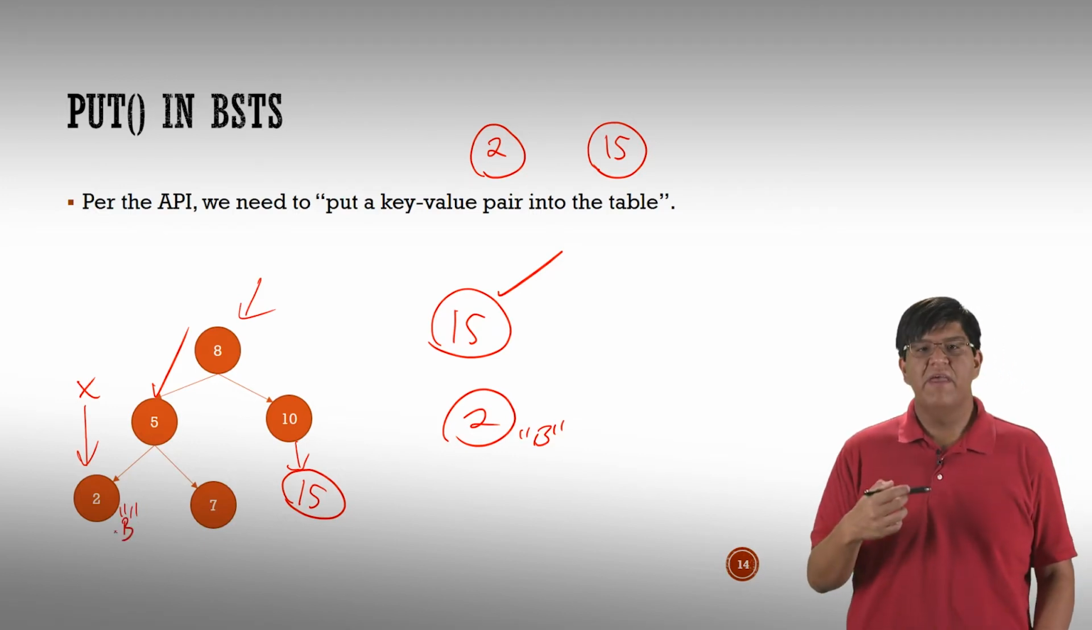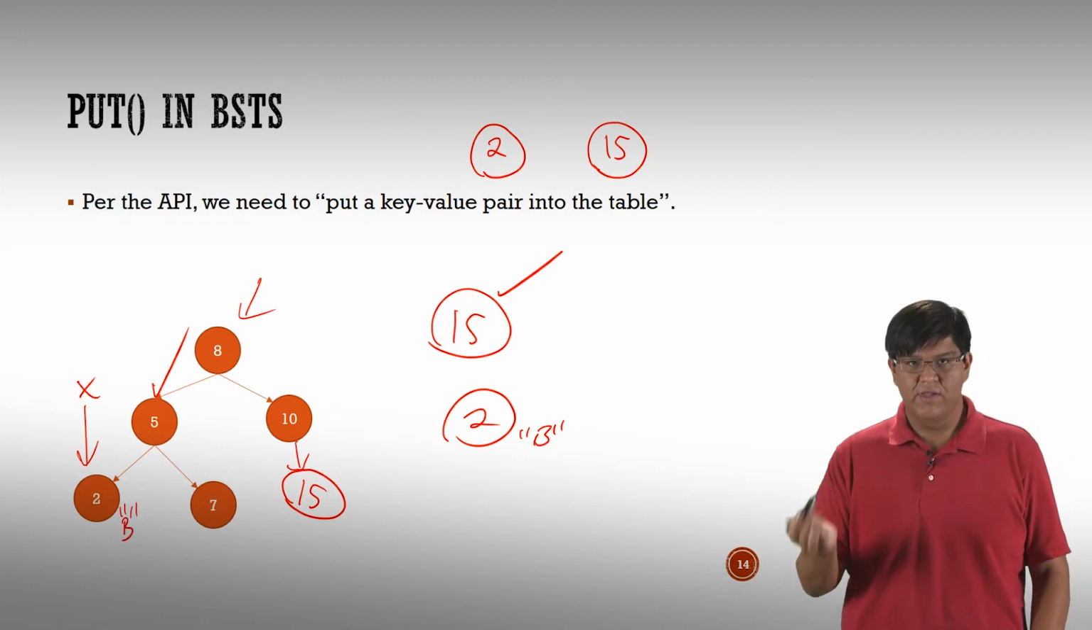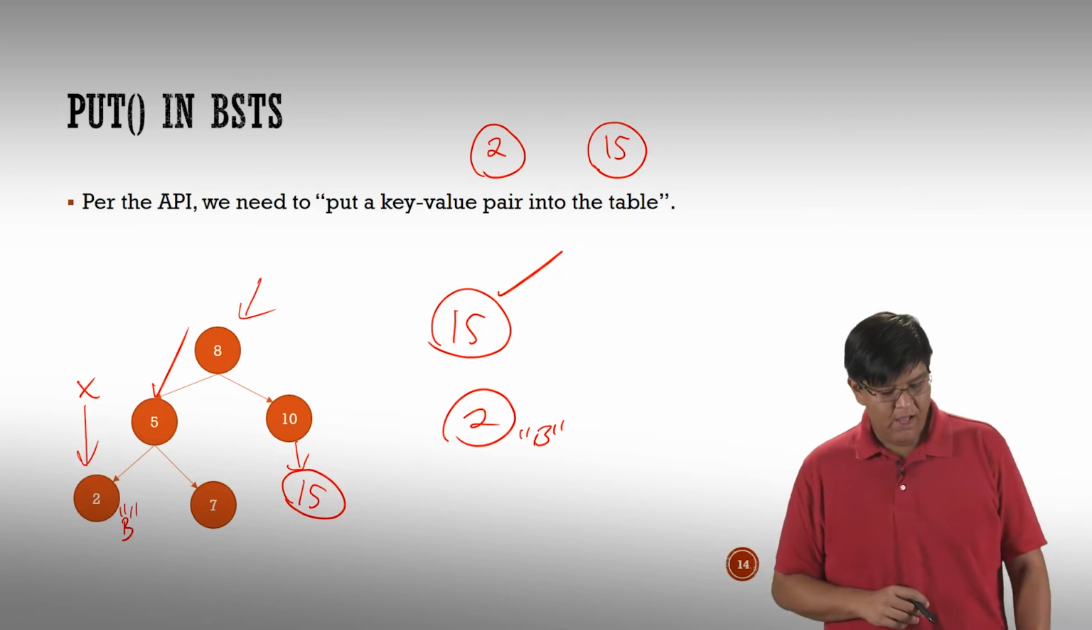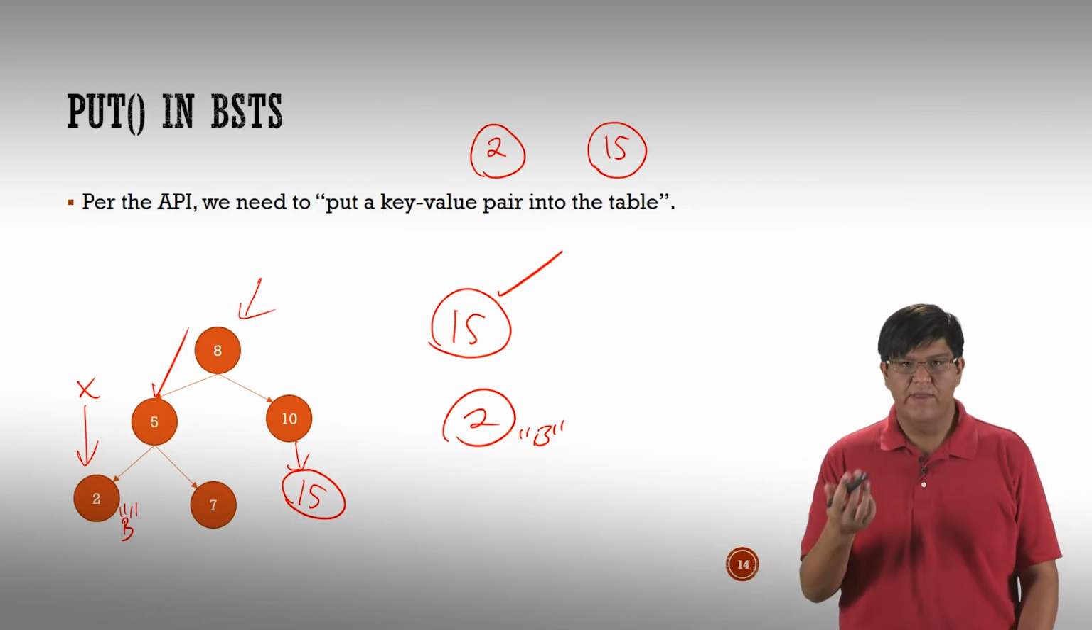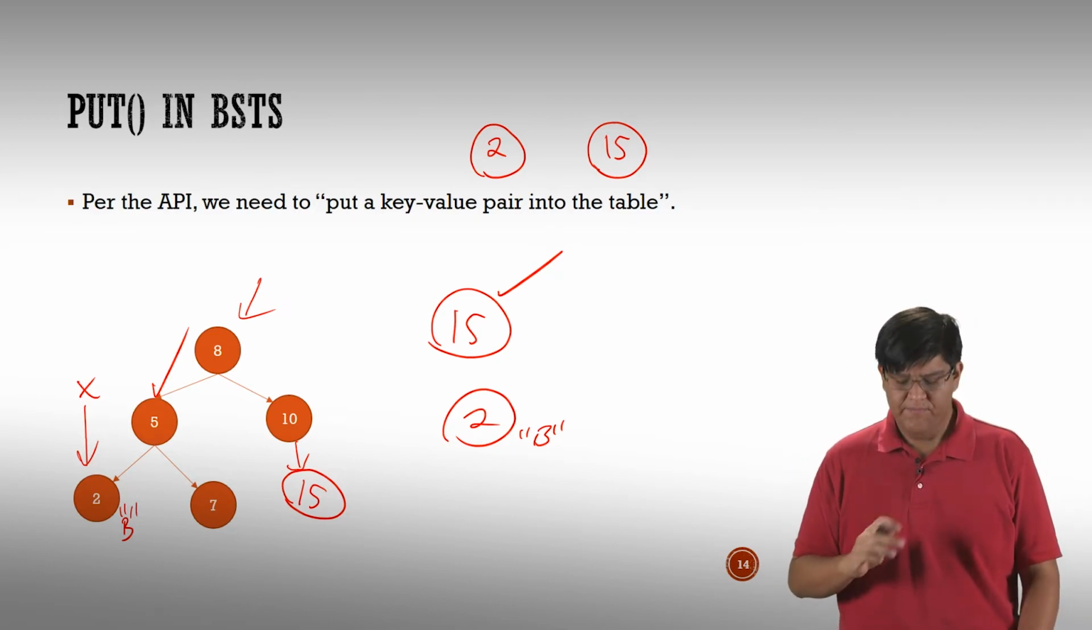So if the key already exists, just update the value associated with it. Versus if the key doesn't exist, you add both the key and the value from scratch into the tree. All right, so those are the 2 cases for adding stuff to a BST. Let's take a look at the source code.